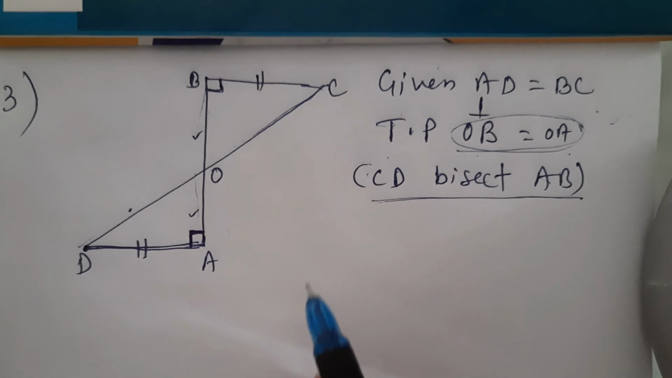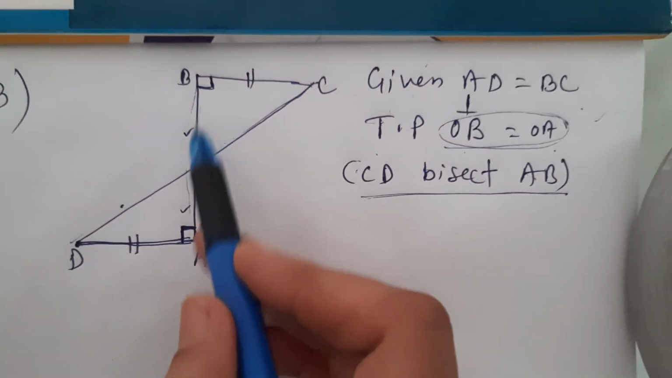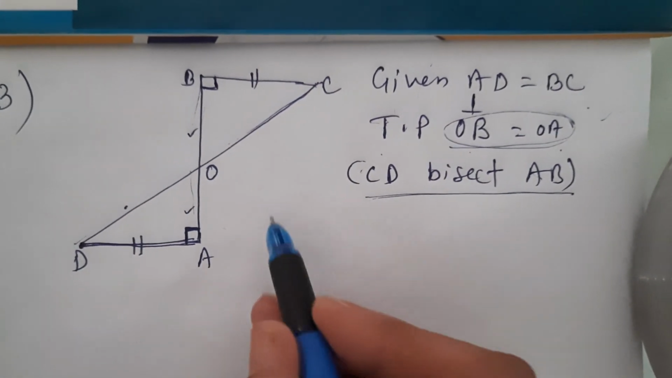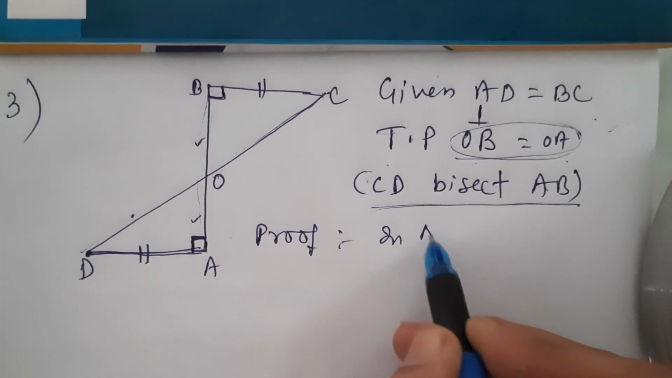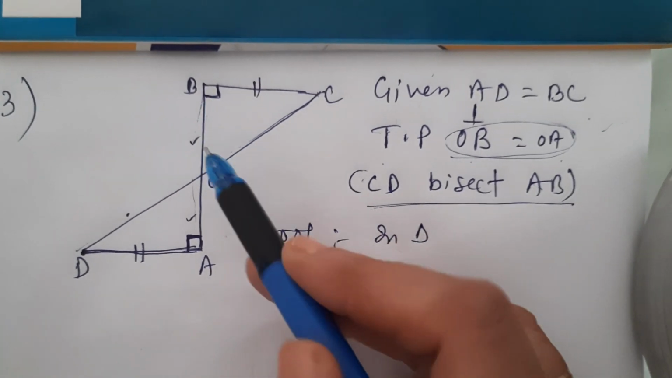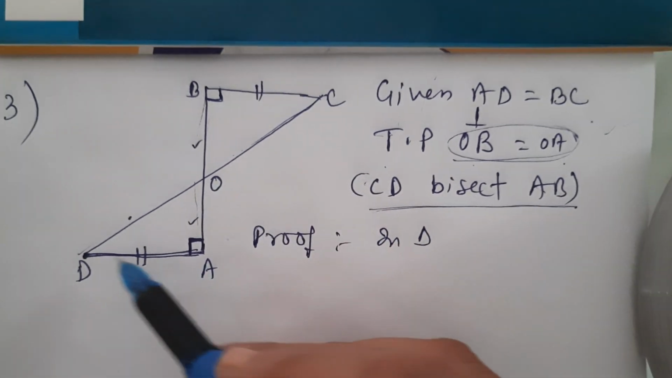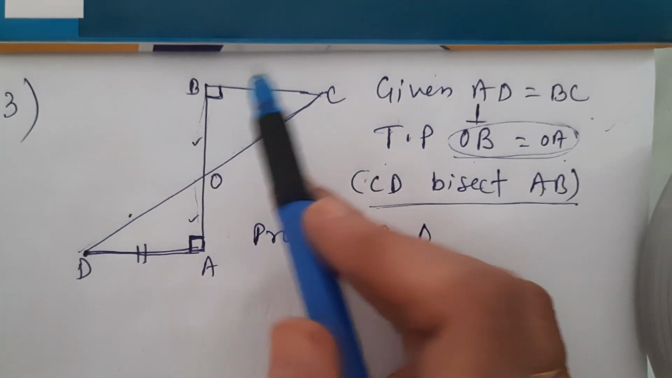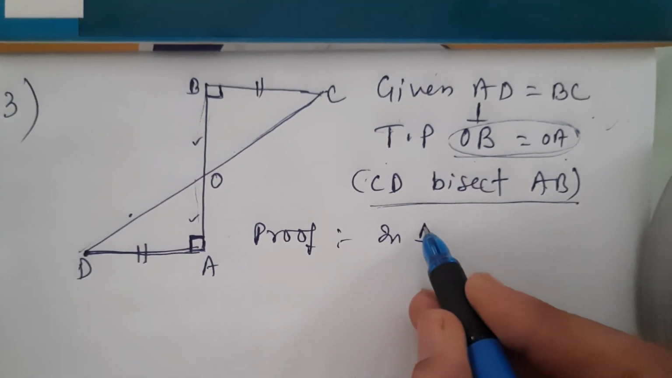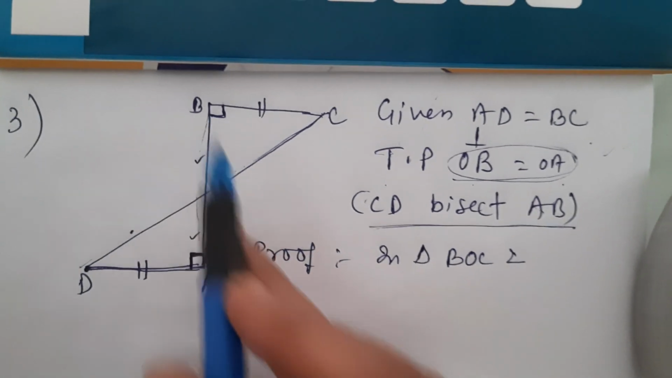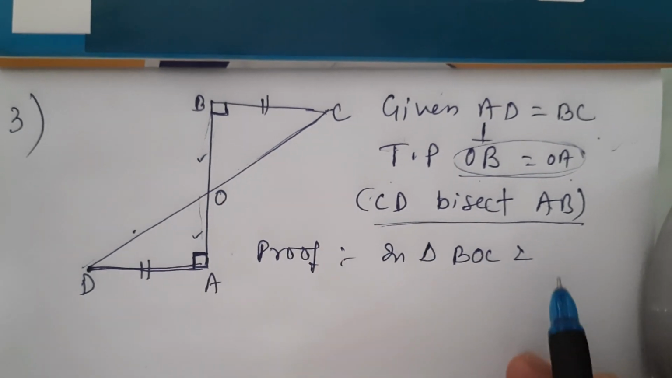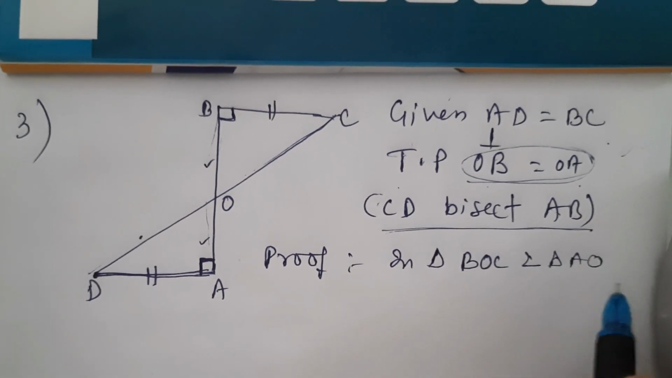So here again we'll choose both the triangles. Now let's start with the proof. In triangle, if I am starting from O, you need to complete both the triangles from there only. If you are starting from B, complete from there. So in triangle BOC, and I started from B, so this I will start from A. Triangle AOD.